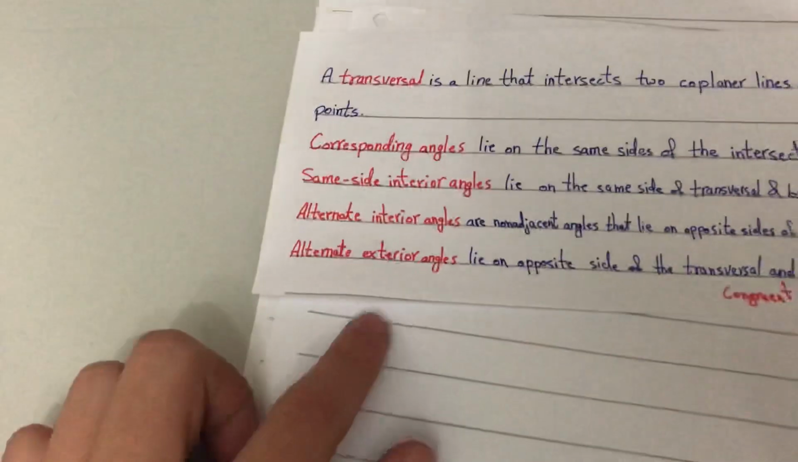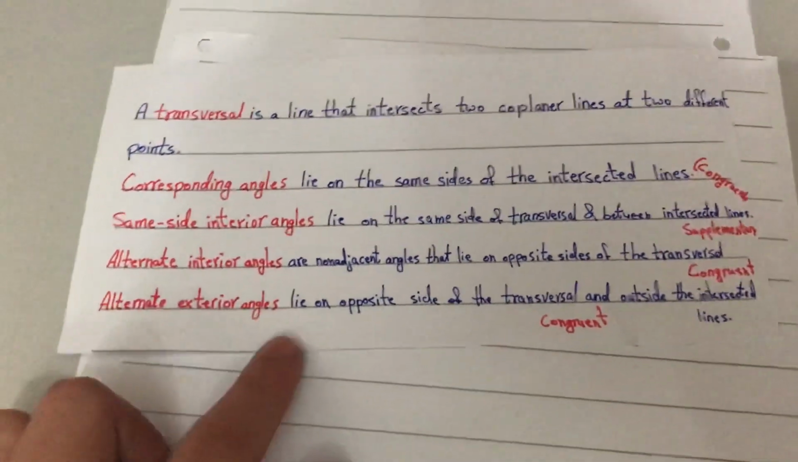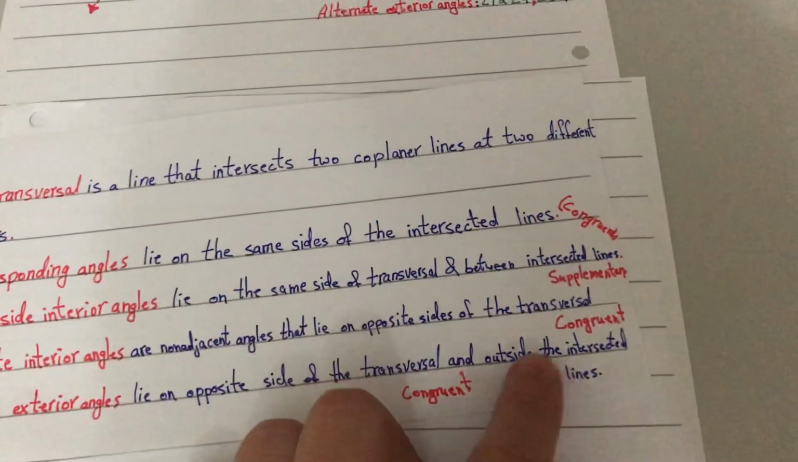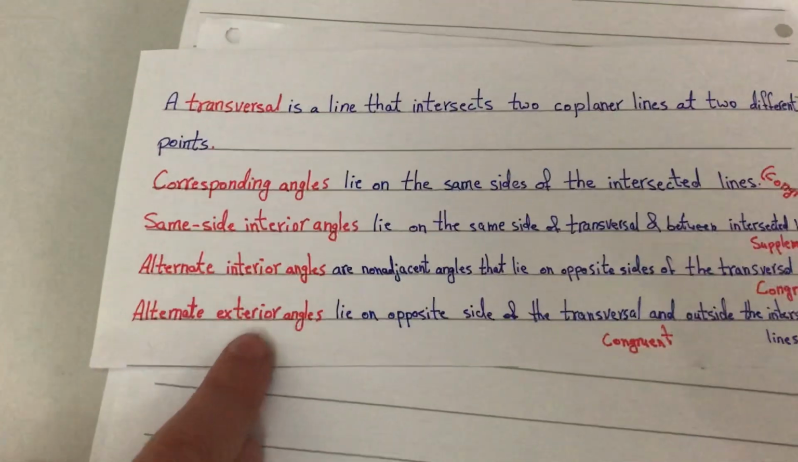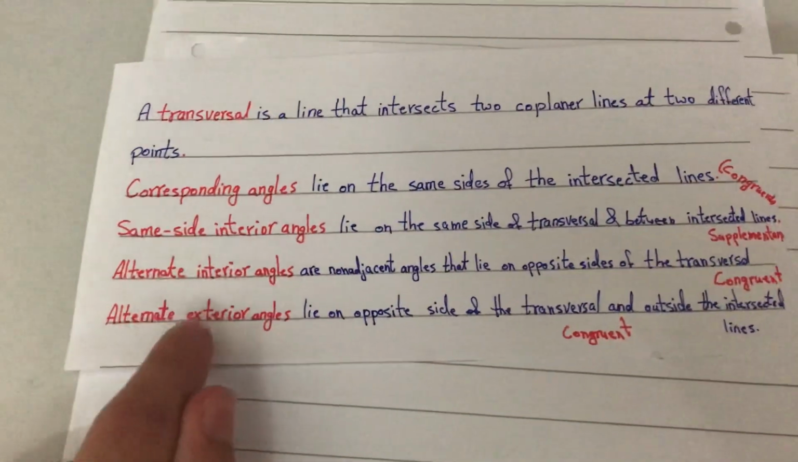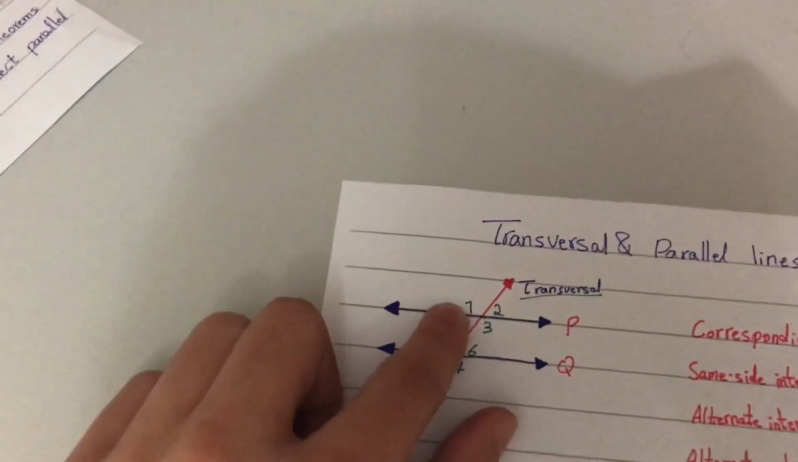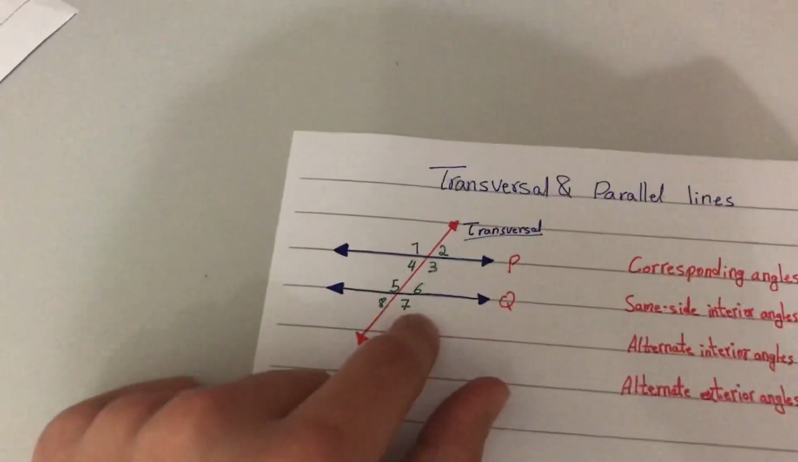And alternate exterior angles. Alternate exterior angles lie on opposite sides of the transversal and outside the intersected lines. Interior means inside, exterior means outside. They're congruent too. So we can say, for example, angle 1 and angle 7. They're congruent and they're outside the lines.